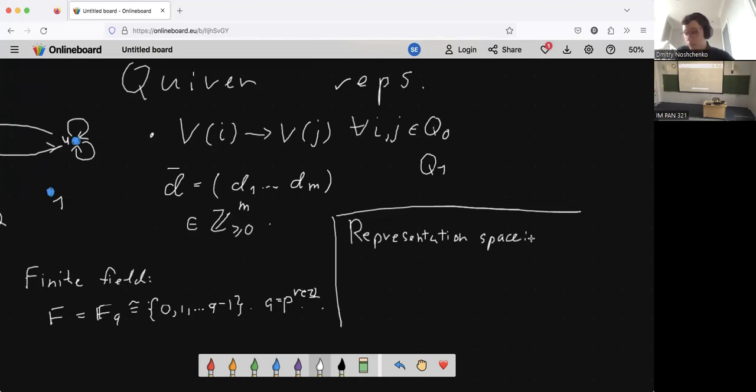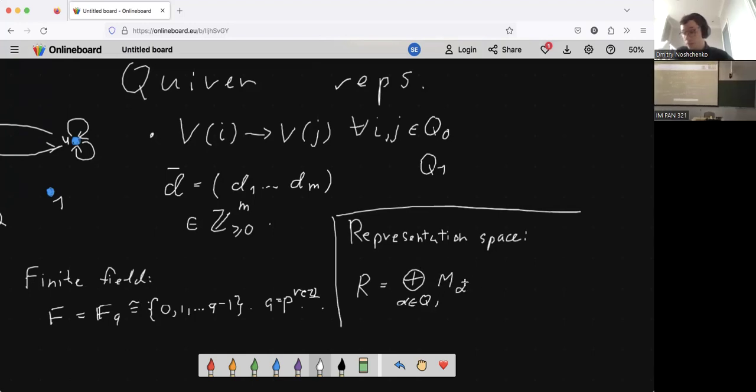And this object is defined just by arrows of the quiver. So I will use the letter R to denote such a space, and this is given by a direct sum over all arrows of the quiver. Now alpha belongs to Q1, the set of arrows, and we just take all these linear maps.